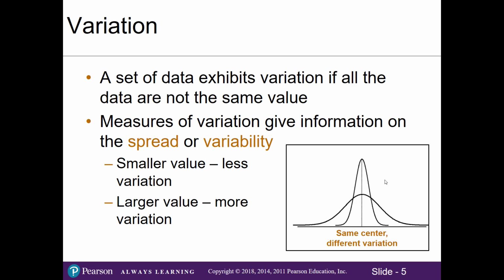So we can see here in the diagram that while our two shapes here have the same center or midpoint, they have different variation. The taller one is more tight in that the different values are much closer together, whereas our wider curve here has greater variation, meaning that the numbers are spread out farther from each other.